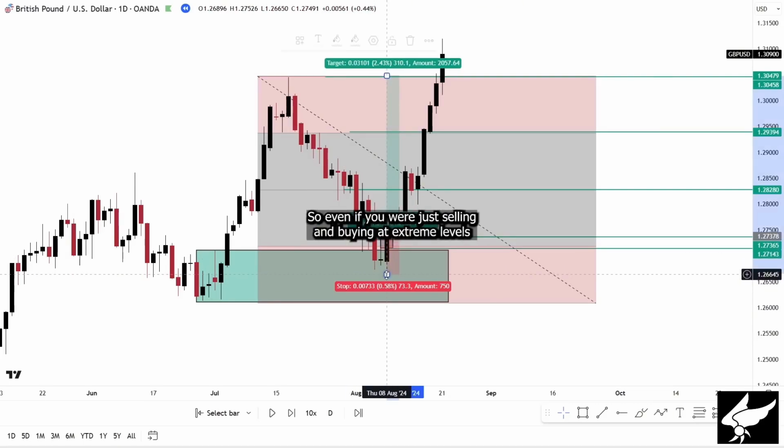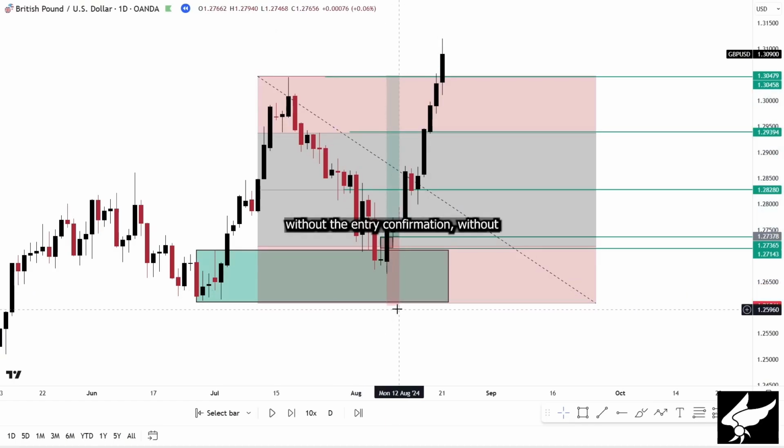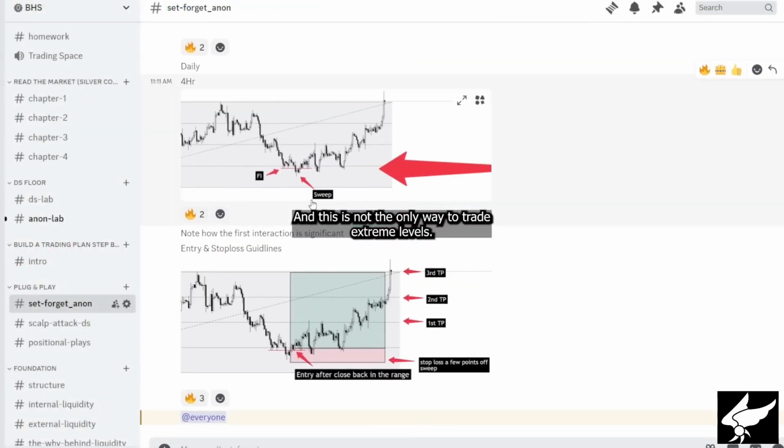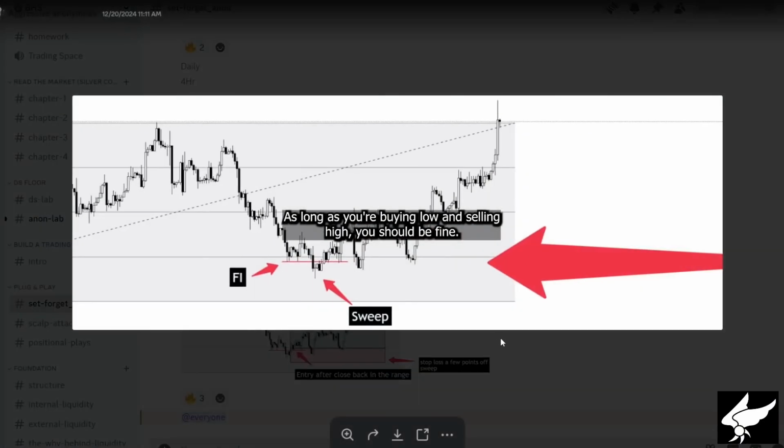So even if you were just selling and buying at extreme levels, without the entry confirmation, without looking for a clean traffic, this would be your stop loss right here. And this is not the only way to trade extreme levels. As long as you're buying low and selling high, you should be fine. You could also use this entry where you use your first interaction and wait for a sweep and wait for a return to origin as well. So there's multiple ways to trade this model.